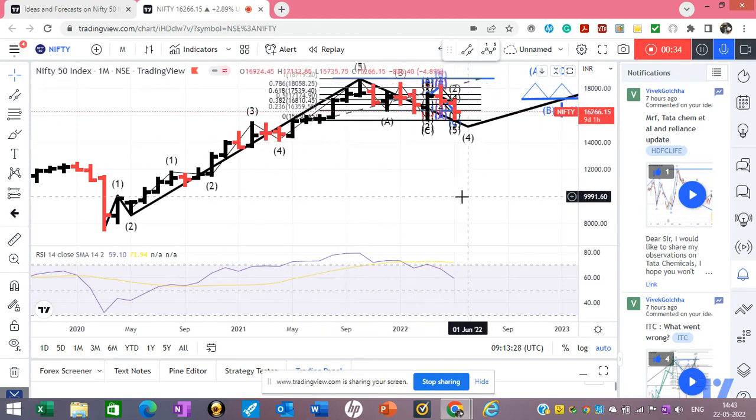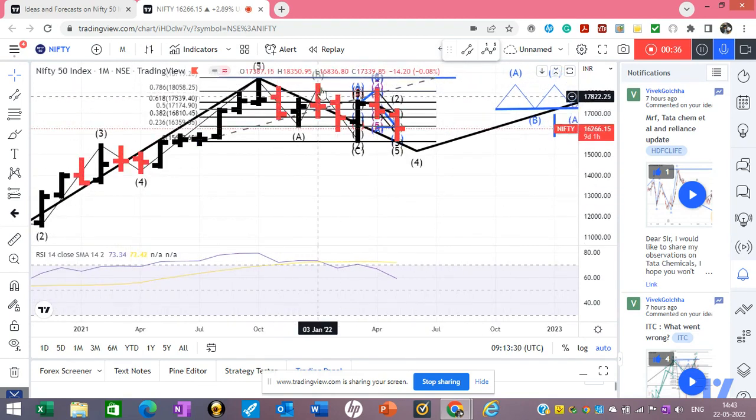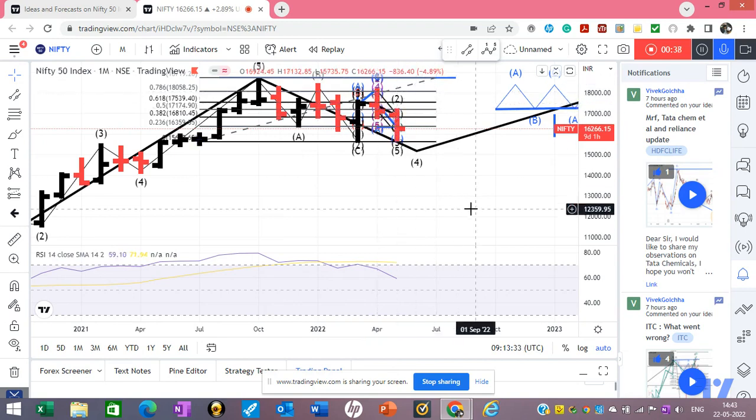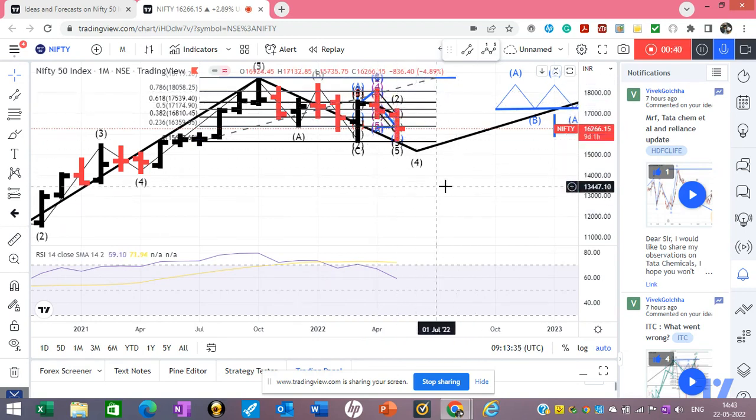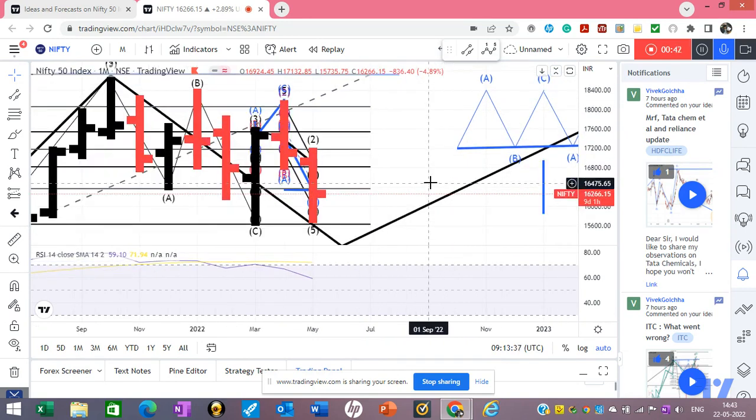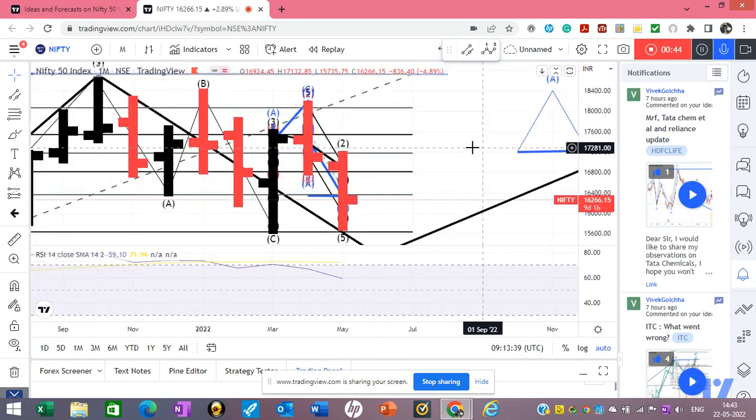A, B, this was A, B, C and then a triangle. So triangles, I'll just see the corrective pattern right now, the fourth wave. See, this one is looking like a triangle to me. A, B, C, A, B, C, A, B, C, A, B, C. So when triangles appear on the fourth wave, they tell you that there's a move up.